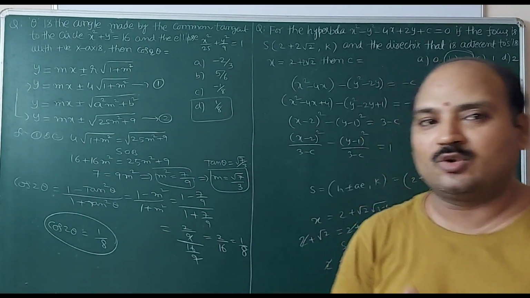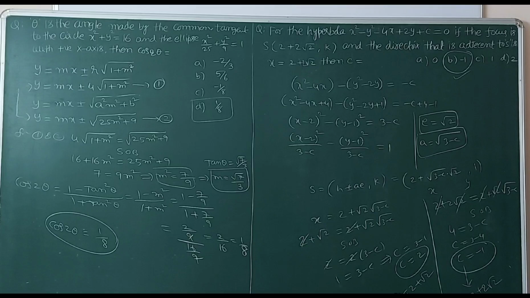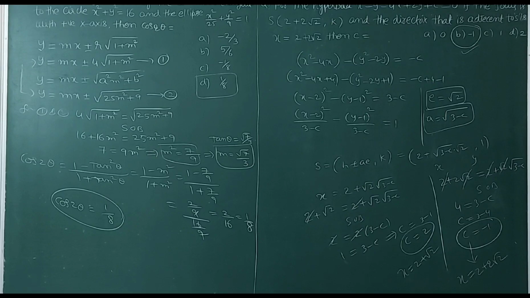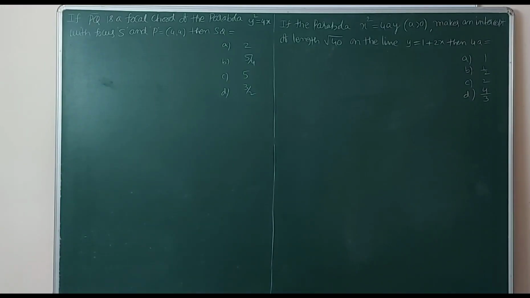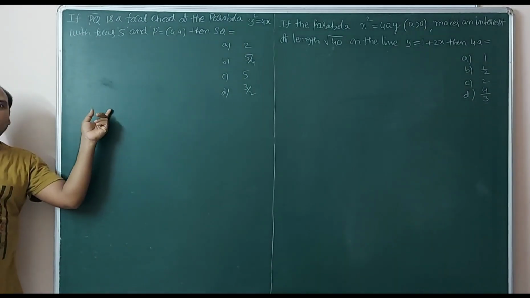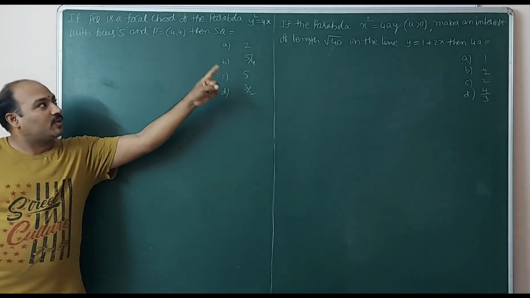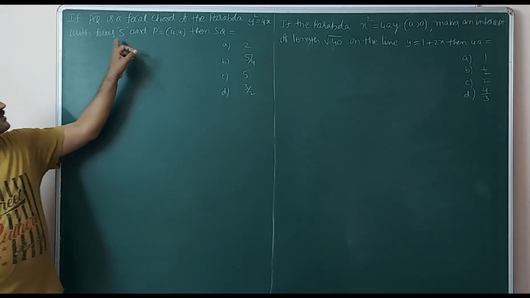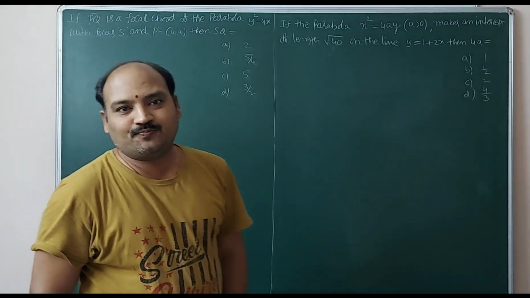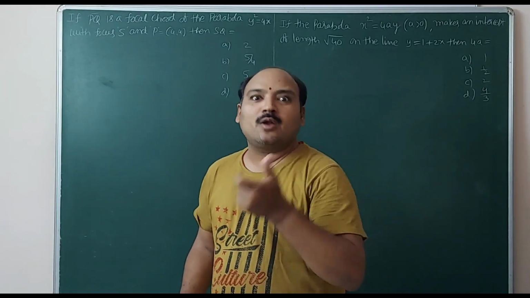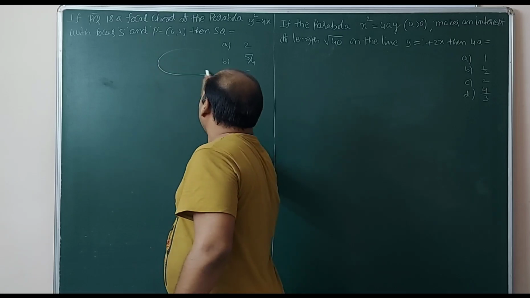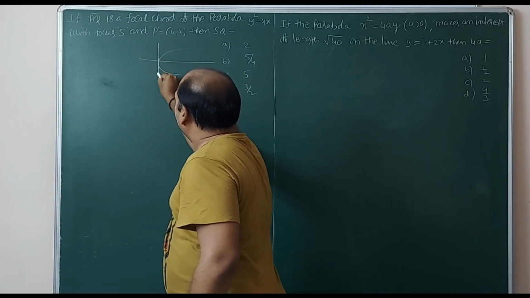Okay, dear students, we will move to another set of questions. The next question. If PQ is a focal chord of the parabola y square equal to 4x with focus S and P equal to (4, 4), then SQ equal to. Focal chord related formula is there, dear students. You have to remember. So I will draw the figure of the parabola y square is equal to 4x.